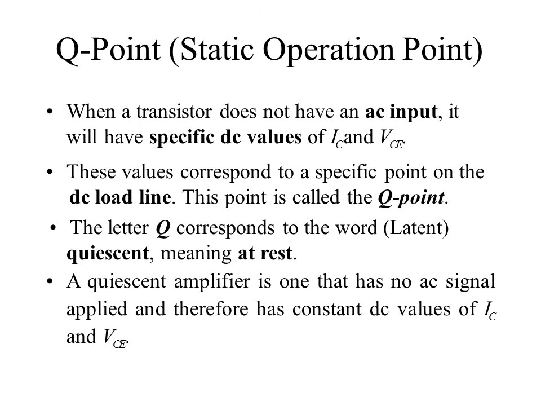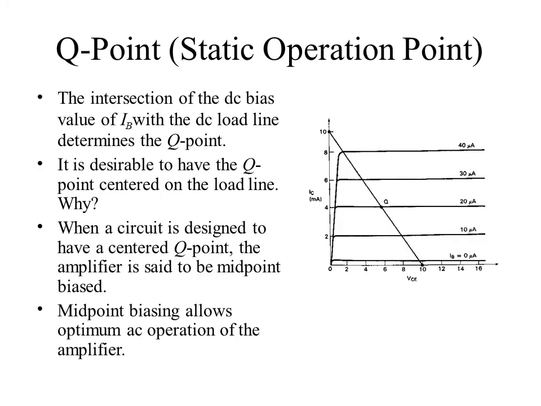When the transistor does not have an AC input, it will have a specific DC value of IC and VCE, and these values correspond to a specific point on the DC load line. This point is called the Q point. If I bias my transistor with respect to the Q point, then my transistor will work as a good amplifier without distorting my output signal. The Q point is further explained here, as already discussed.